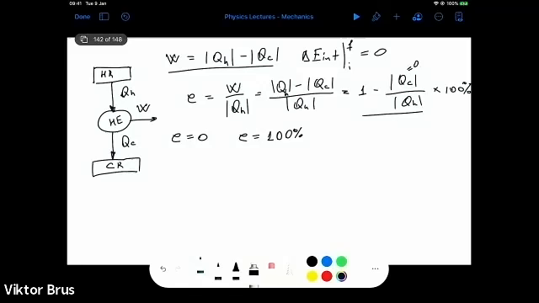So this is impossible, since all real heat engines work with much lower efficiency than 100%. And this brings us to the definition of the second law of thermodynamics from the point of view of heat engines.